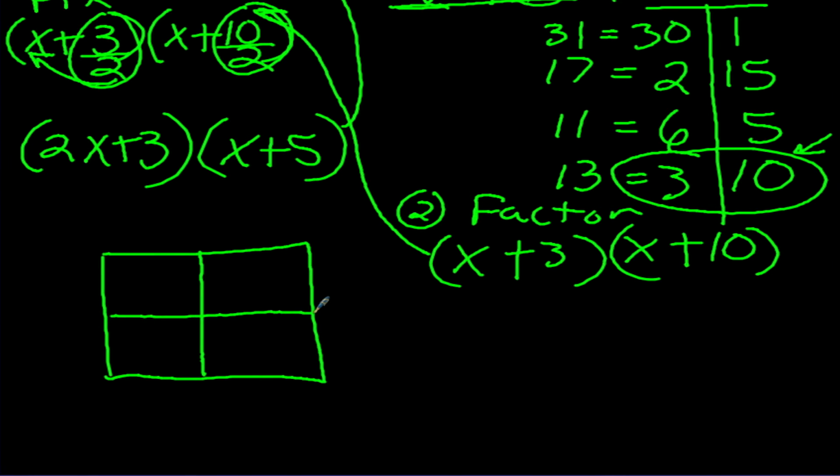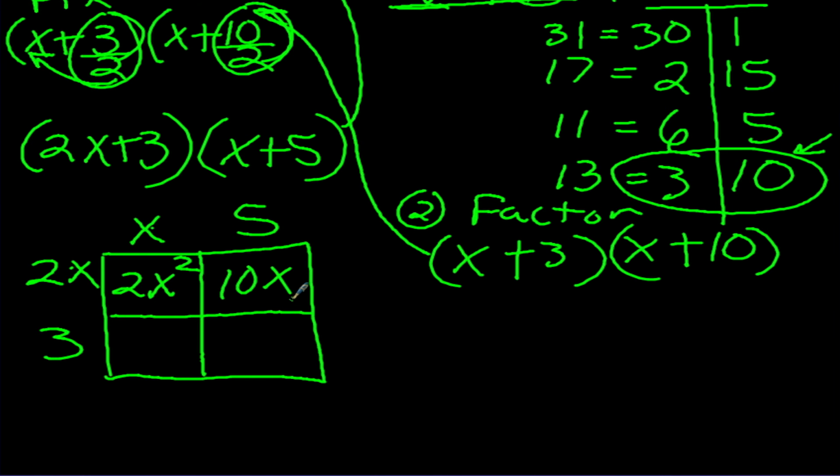In the window method, we take the first binomial, 2x and 3, and the second binomial, x and 5. If you've had a science class before, you remember this is similar to a process you did called Punnett squares, but we call it the window method. We multiply 2x times x gives us 2x squared. 2x times 5 gives us 10x. 3 times x gives us 3x. And then 3 times 5 gives us 15.